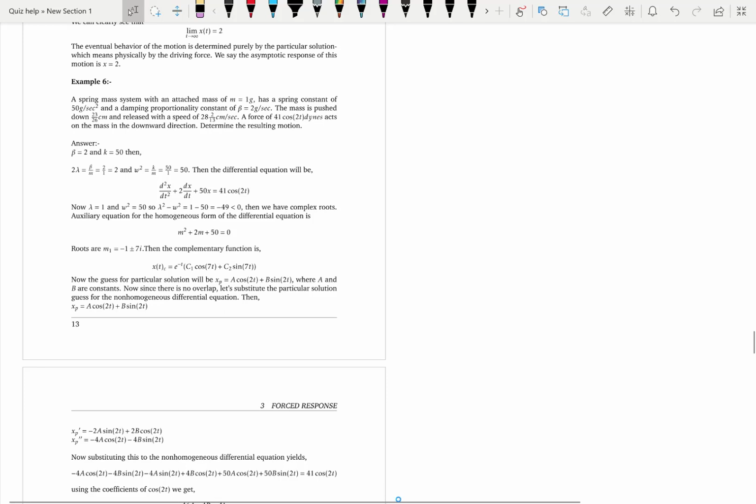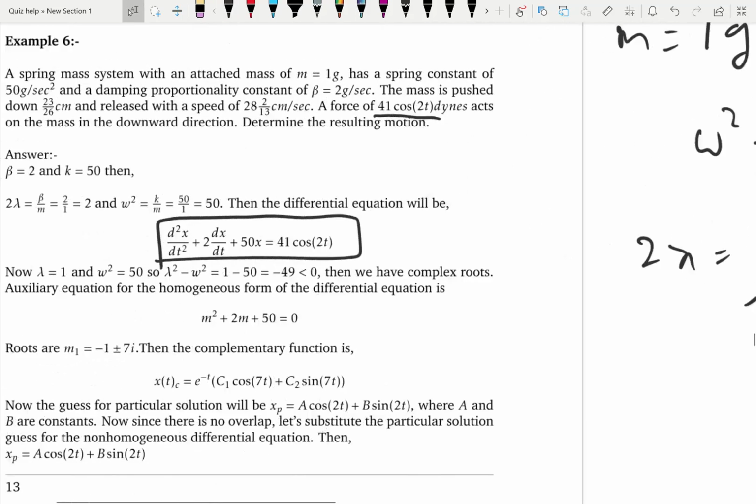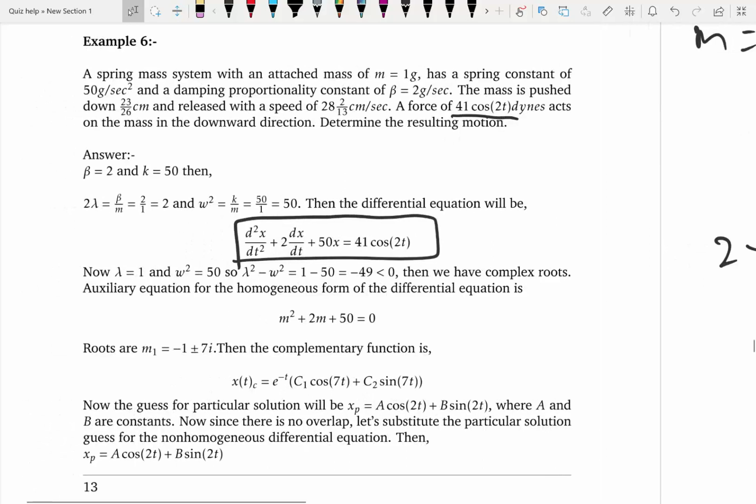Okay. All right. So let's look at another example. We have a mass of 1 gram here and K is 50. So 50 over 1, K over M, gives you omega squared, which is 50. And 2 lambda is actually beta over M. Beta is here actually 2. 2 over 1 is 2. So we get this differential equation, and they say the external force is 41 cosine 2t. Now I'm going to walk you through this problem concentrating on the physical application.